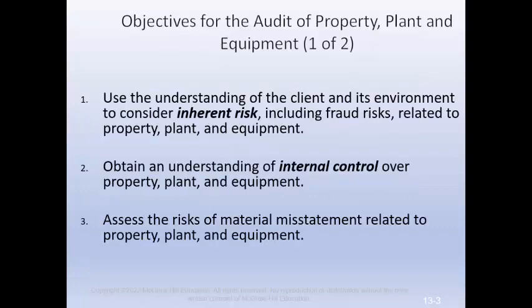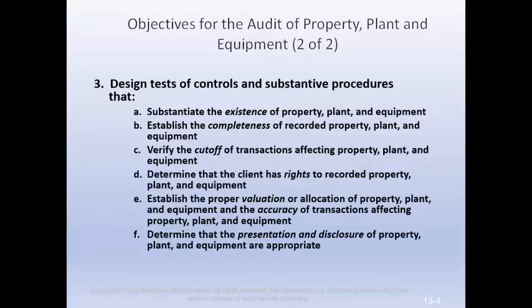The objectives for the audit of property, plant, and equipment include using the understanding of the client and its environment to consider inherent risk, including fraud risk related to property, plant, and equipment, and obtaining an understanding of internal control over property, plant, and equipment. The auditor will then assess the risk of material misstatement and design tests of controls and substantive procedures as shown in this slide, and which will be discussed in greater detail in the presentation.